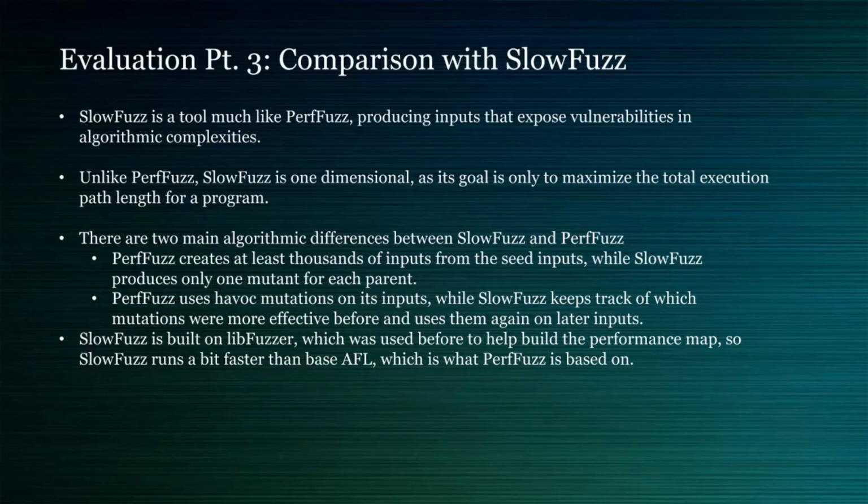PerfFuzz creates at least thousands of inputs from seed inputs, while SlowFuzz produces only one mutant for each parent. This would reduce the importance in SlowFuzz of selecting which input to fuzz. PerfFuzz must choose from a huge number of inputs to fuzz, and will usually only mutate the favorite ones. And since there are fewer inputs from SlowFuzz, it's a lot easier to choose at random. A lot easier on the program.